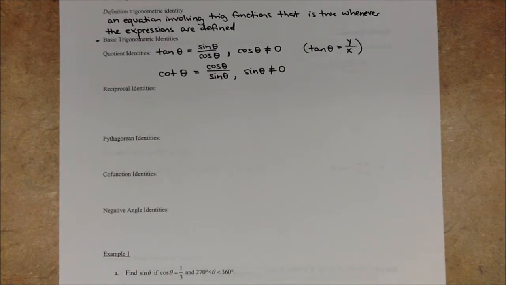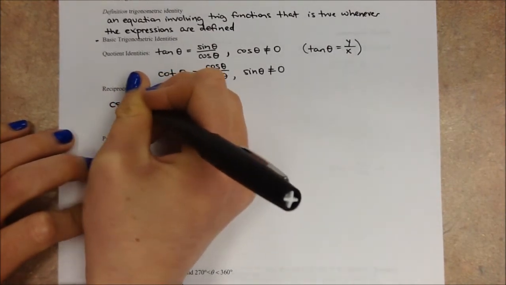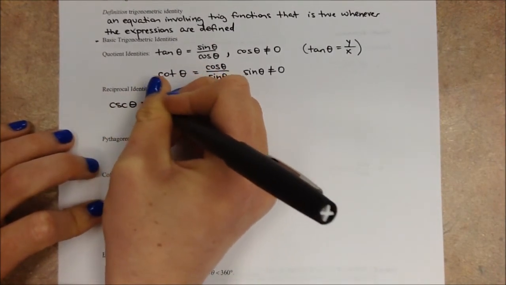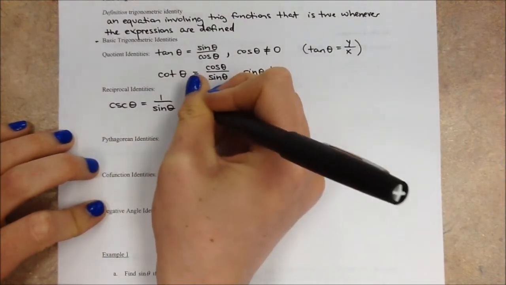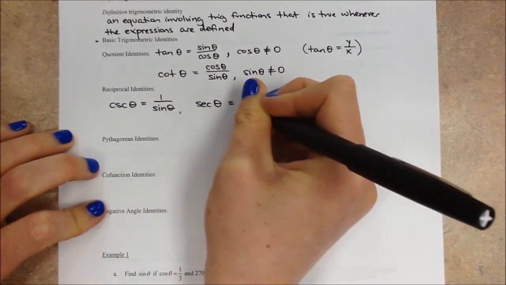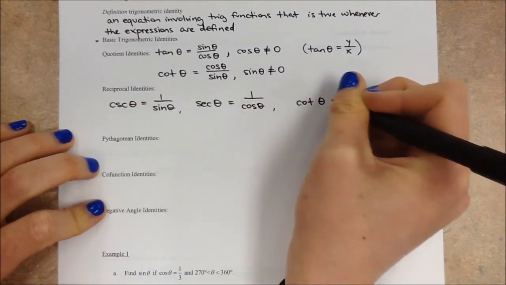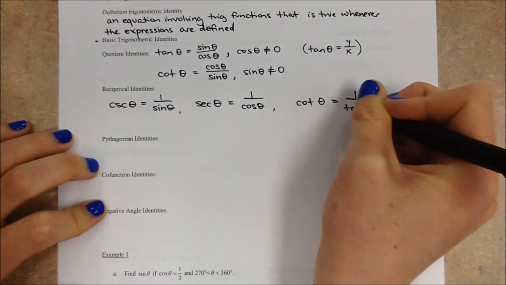Okay, next category would be the reciprocal identities. We basically already know these ones. Okay, so there are 3. First one, cosecant is defined to be the reciprocal of sine, so 1 over sine. Secant is defined to be the reciprocal of cosine. And cotangent is defined to be the reciprocal of tangent.